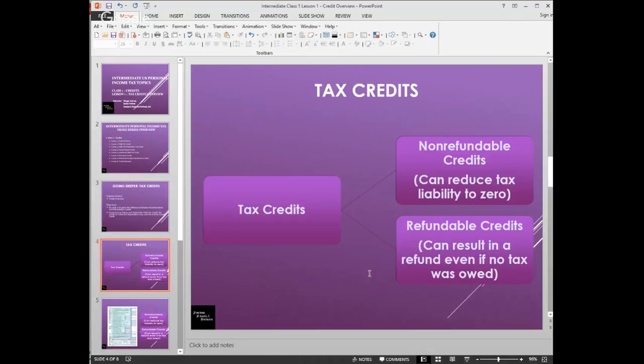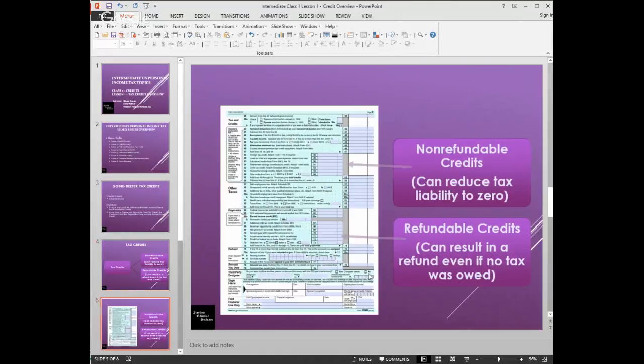The first one being non-refundable credits. And your non-refundable credits can actually reduce your tax liability to zero. There are also refundable credits, and the refundable credits can actually result in a refund even if there were no taxes owed, and in many cases, even if there were no taxes withheld.